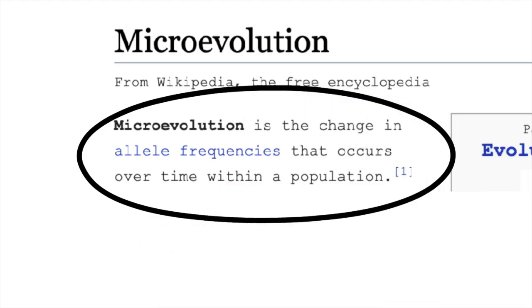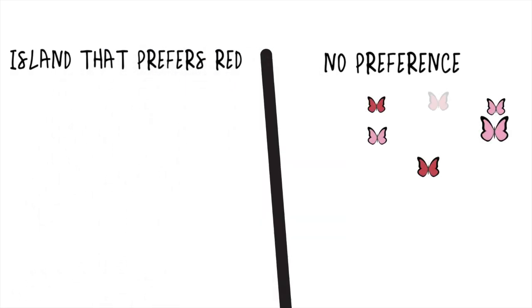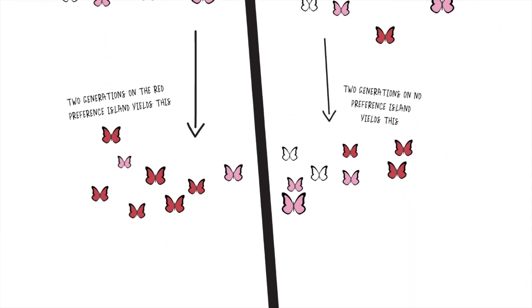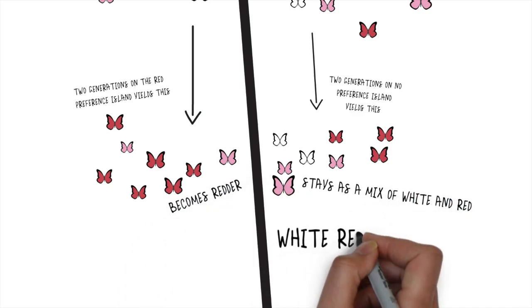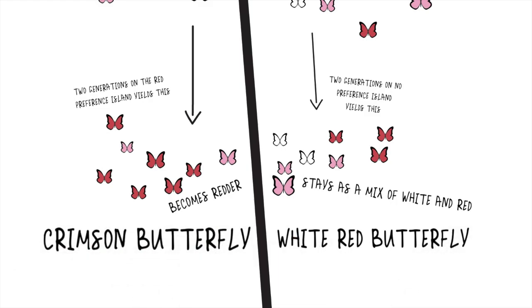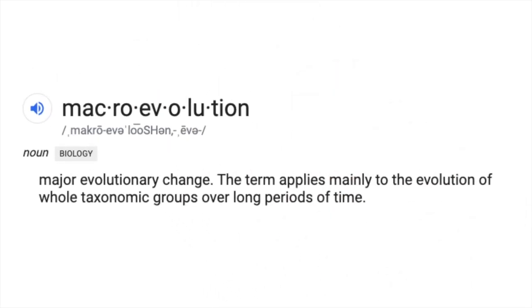Now let's say on the island next door, there's the same group of butterflies, but they don't have the same preference for red butterflies. What will happen over time? Well, this island will stay as a mix of white and red, while this island will get redder and redder. Eventually, these two groups of butterflies may become so different that they cannot mate anymore. A new species has been created. We now have the white-red butterfly and the crimson butterfly. This is an example of macroevolution, or the creation of a new species. We see that microevolution leads to macroevolution.